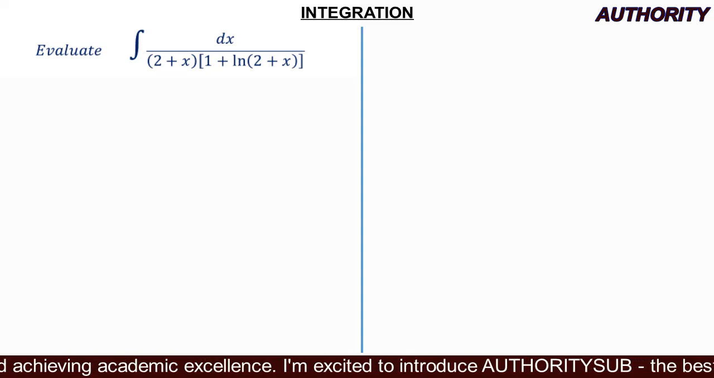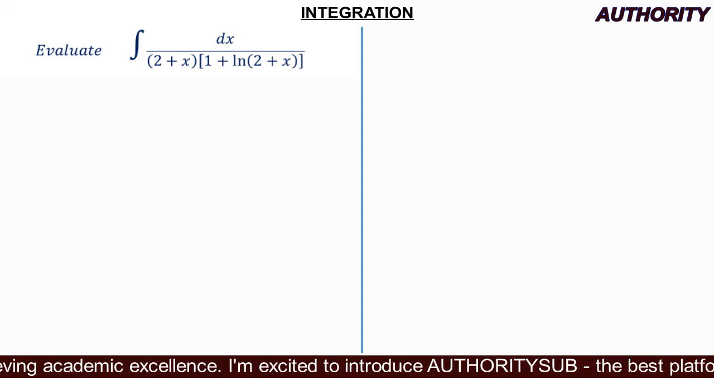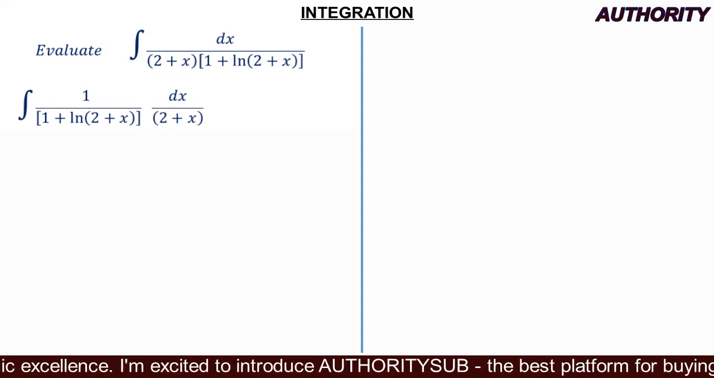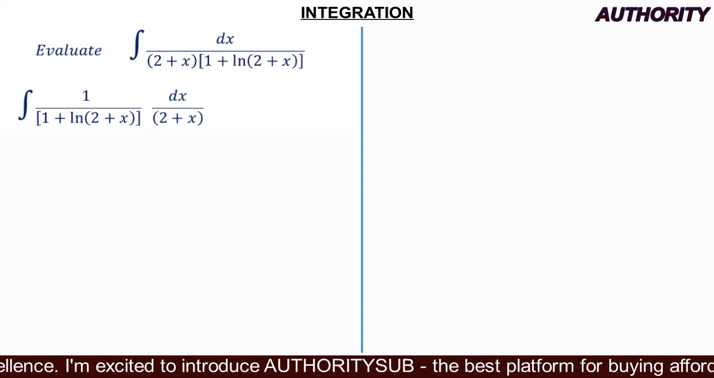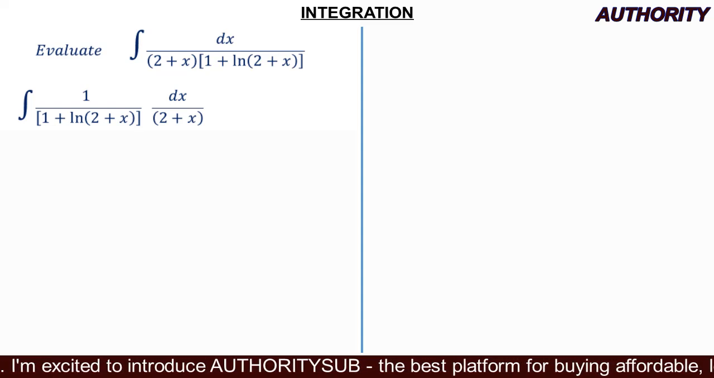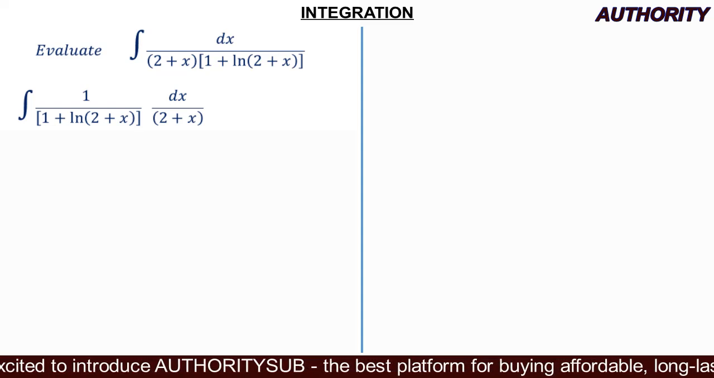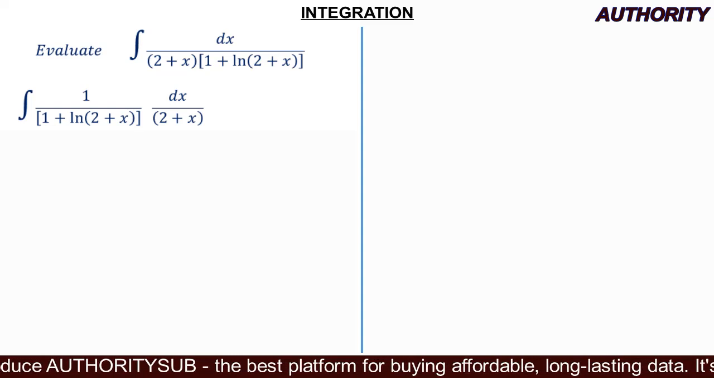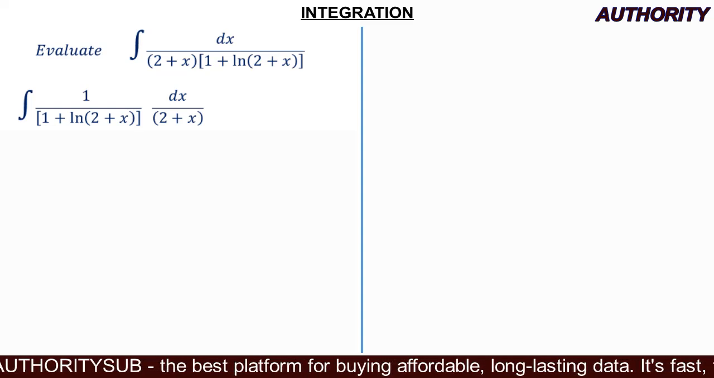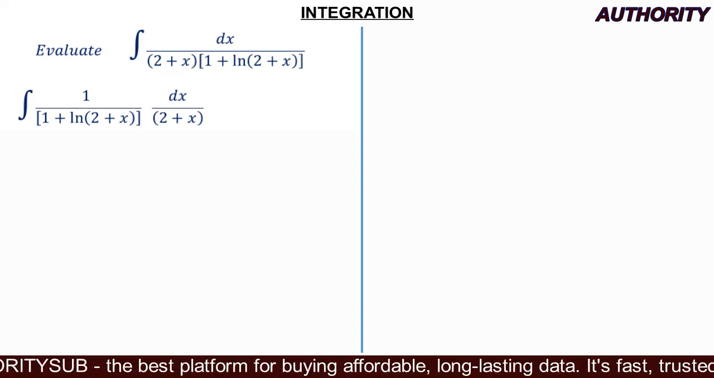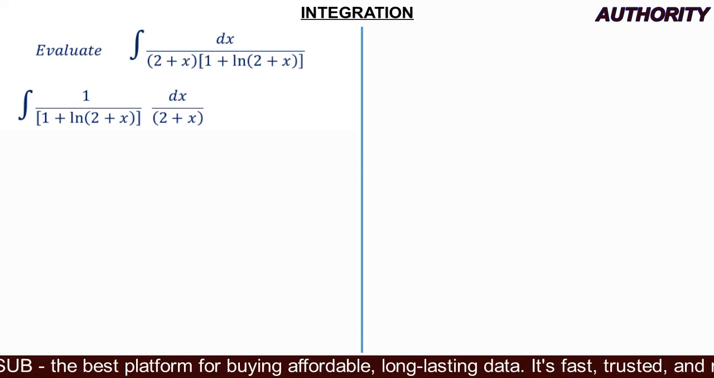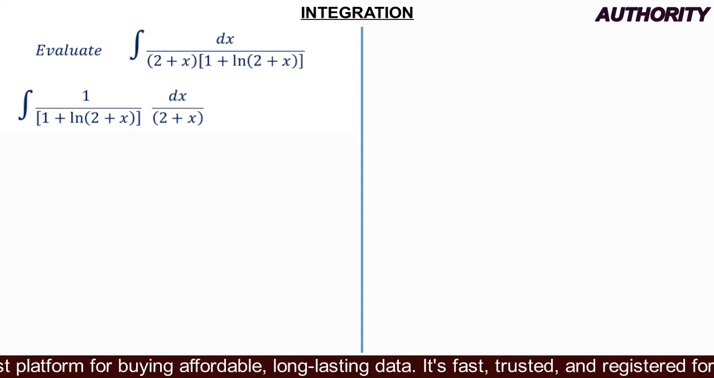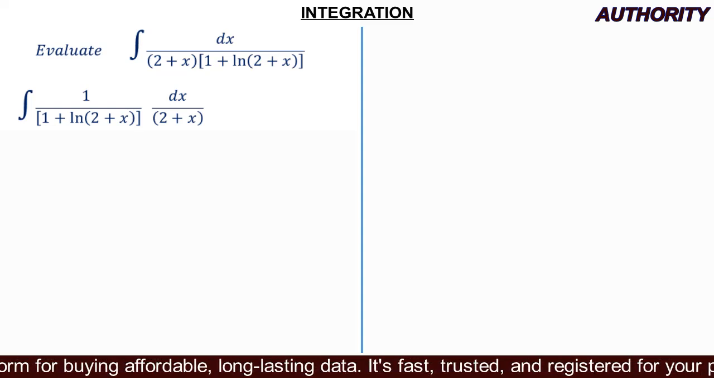Now, if you are to write it, look at how we can decide to write it. We can say that it's like this: the integral of 1 all over 1 plus ln 2 plus x times dx all over 2 plus x. You will agree with me that we've not done anything magical. This expression is the same as the original question. When you multiply this, it's going to give you the same thing as the above.